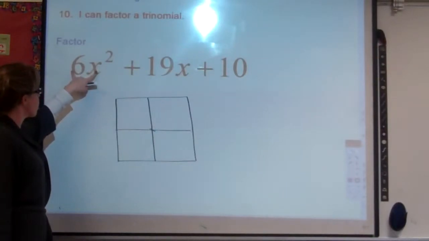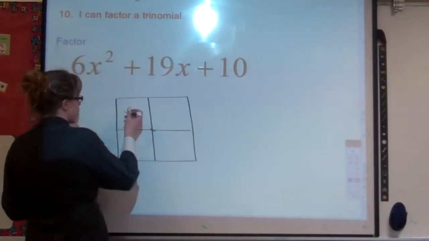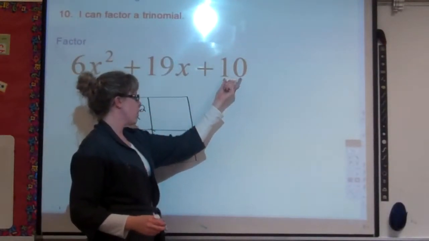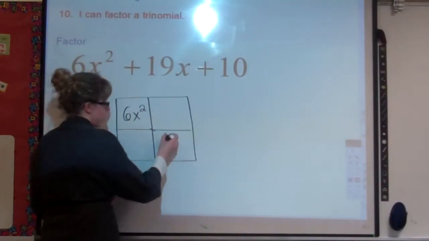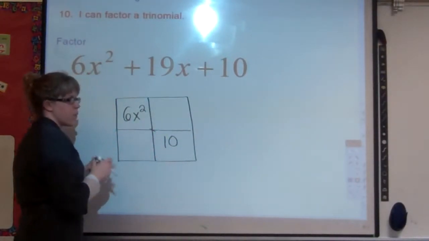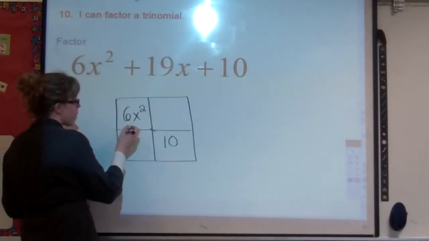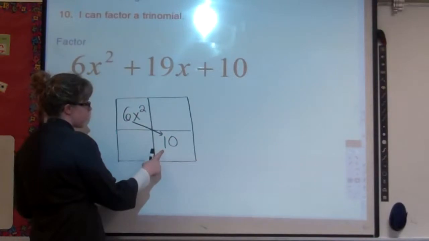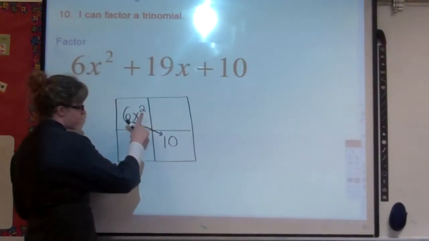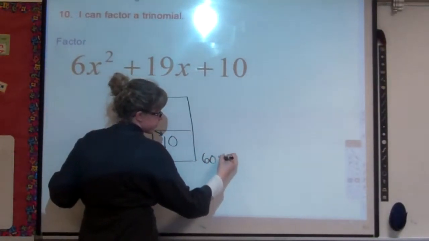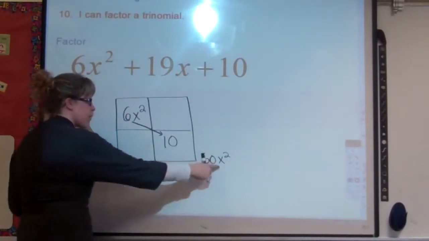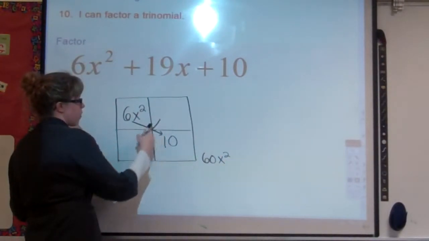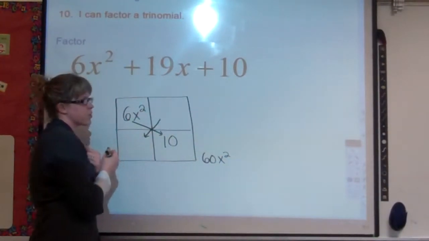And then we take the first term, which is 6x squared, and we put it in the first box. We take the last term, which is 10, and we put that in the last box. And then remember, the product of the diagonals, meaning when I multiply the diagonals, 6 times 10, that gives me 60x squared, is also the same answer as if I were to multiply diagonally between these two boxes. And ultimately we need to fill in these two boxes with numbers.